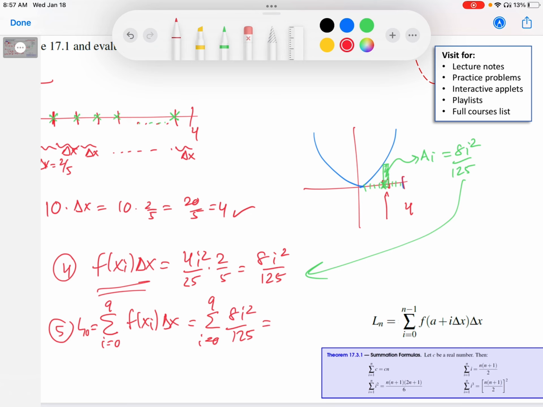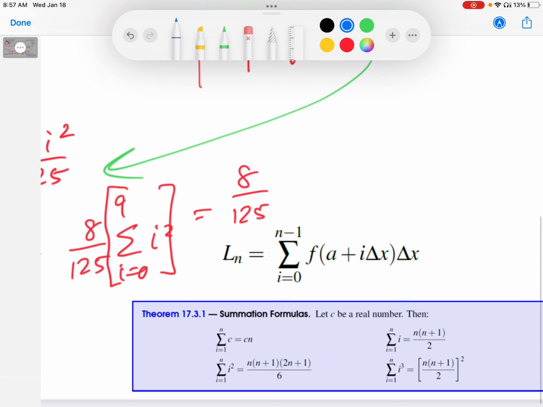And now I get to use some properties of summation. So first of all, this is 8 over 125 times i squared. One property of summation is that I can bring out this multiplicative factor in front of the sum. And then I'm looking now at the sum of i squared from i equals 0 to 9. So I'll zoom in a bit here. There are lots of summation formulas. I've written down 4 of the most common ones here.